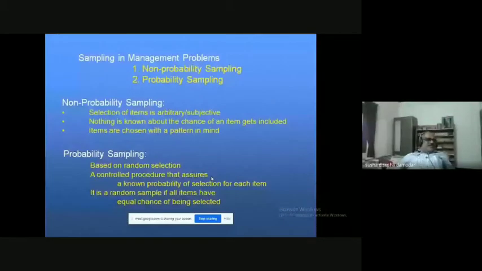And sampling has different sampling techniques: non-probability sampling and probability sampling. And if the population is finite, definitely we can apply probability sampling.